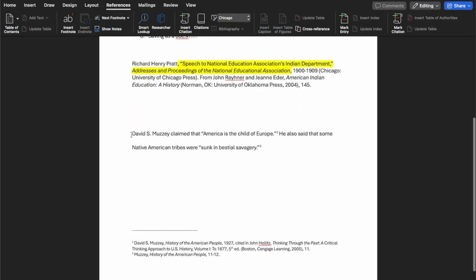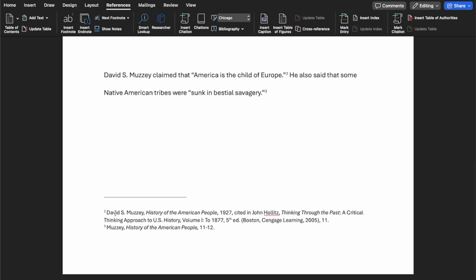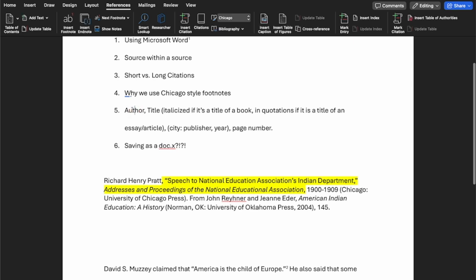So I have an example here. This is something that you would need to cite. David Muzzy claimed that America is the child of Europe. And then I did a footnote. So let's go look at that footnote. This is the full citation of what you're going to want to do. And I have it up here too, the order.